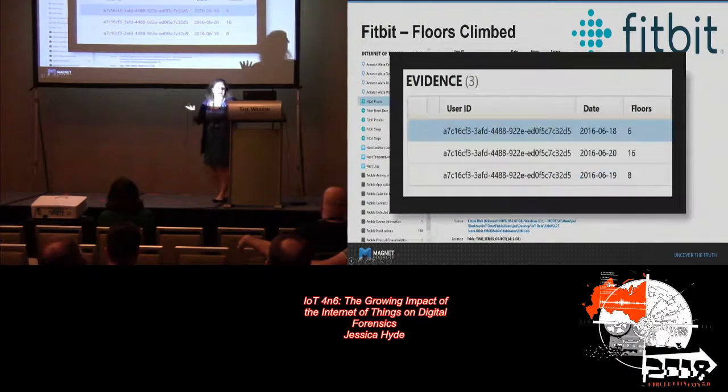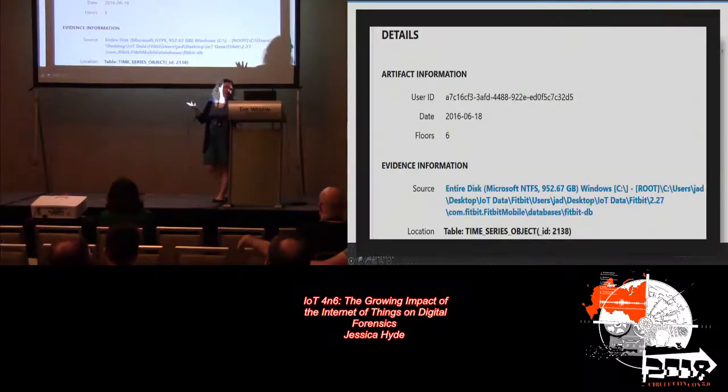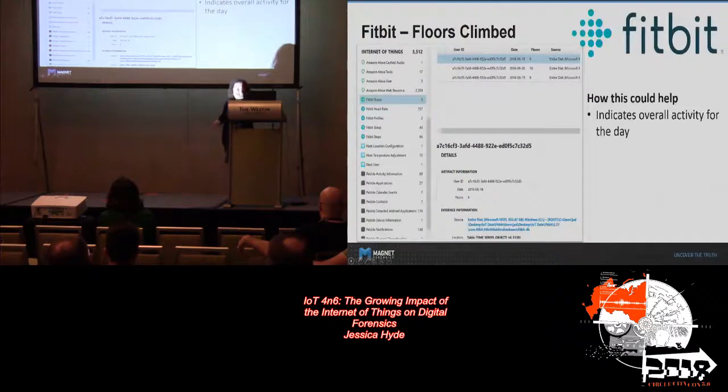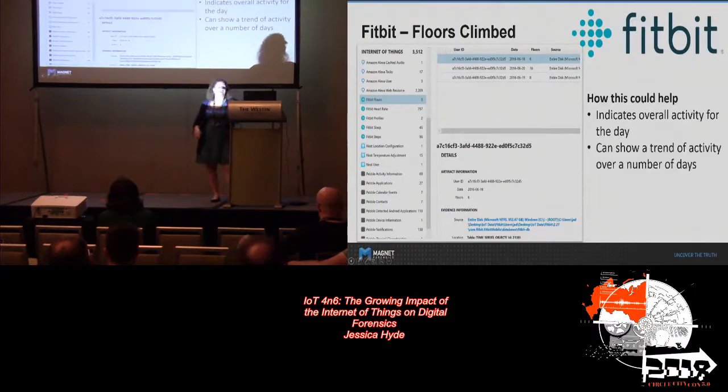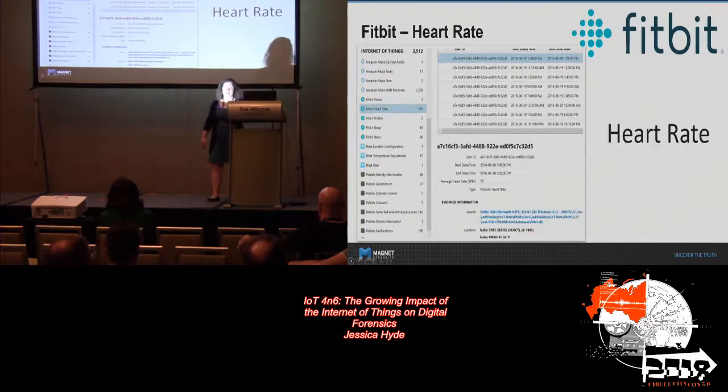It also can actually tell how many floors you've climbed. Now, as far as floors climbed, this is given on a day-by-day breakdown. So it's not minute by minute or hour by hour, but it tells you day. But this can be used to indicate overall activity for a day, as well as establish pattern of life, right? Really see a trend that people are taking from day to day.